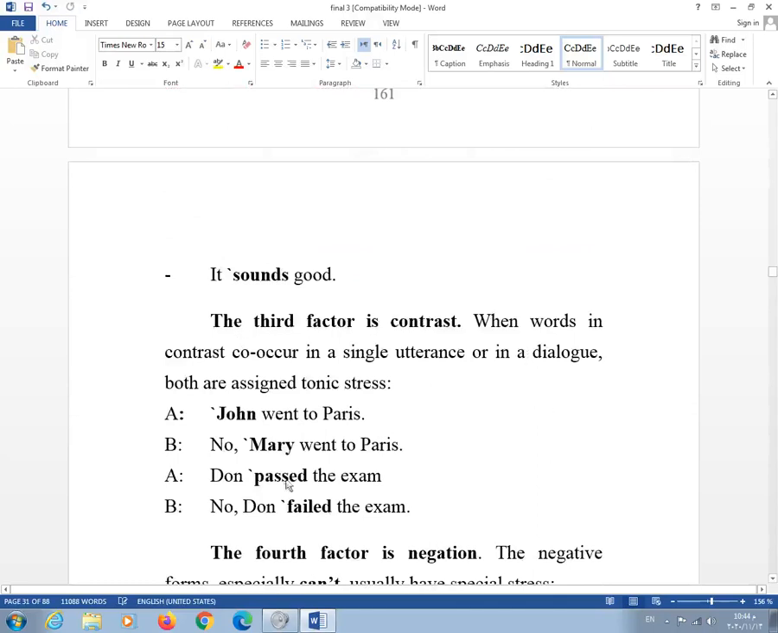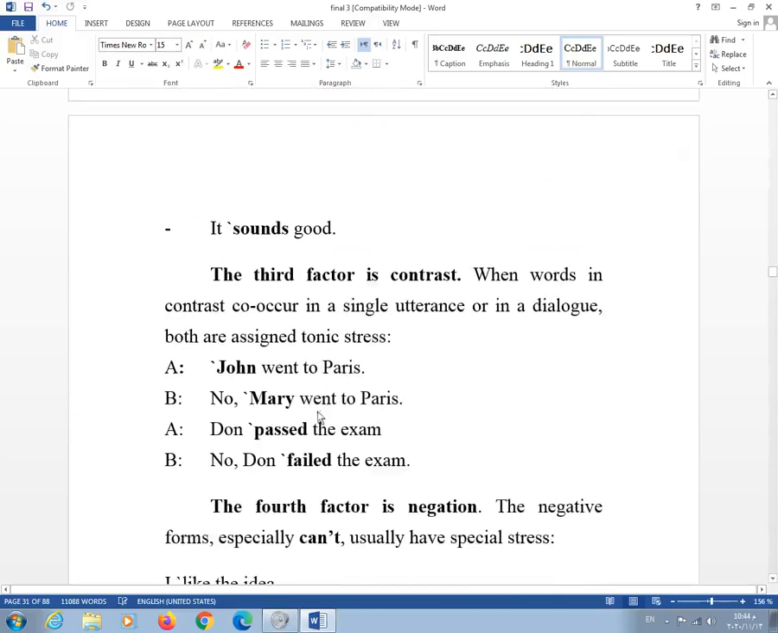Look at this example. Okay. John went to Paris. No. Mary went to Paris. John passed the exam. No. Don failed the exam. Don passed the exam. No. Don failed the exam.